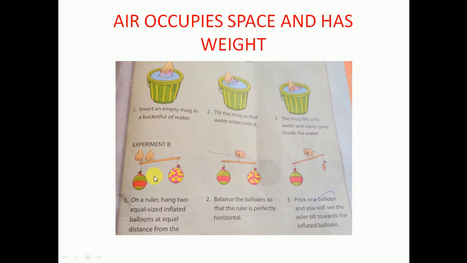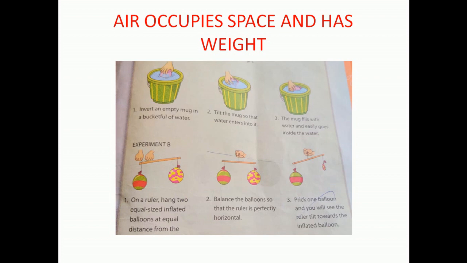Take a scale, hang two equal-sized inflated balloons at equal distance from the center. Hang the setup at a convenient place. Balance the balloons so that the scale is perfectly horizontal. Prick one balloon and you will see the scale tilt towards the inflated balloon. This experiment shows that air has weight.